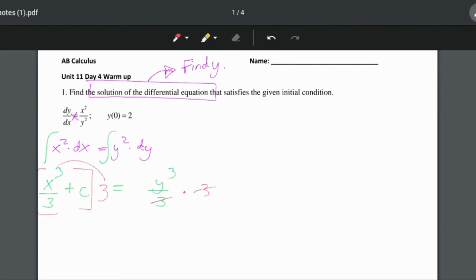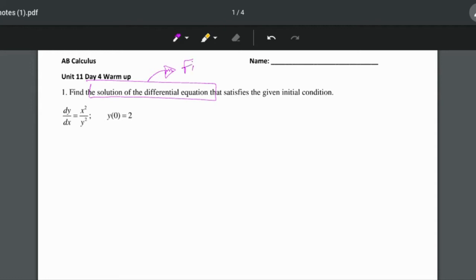When they say find the solution to the differential equation, they're giving us the derivative. We have to find the original function. So really that's just a fancy way of saying find y. All right, so we said how we're going to do it is separation of variables. So we cross multiply, you get x squared times dx equals y squared times dy. All right, and that gets all the x's on one side, all the y's on the other.